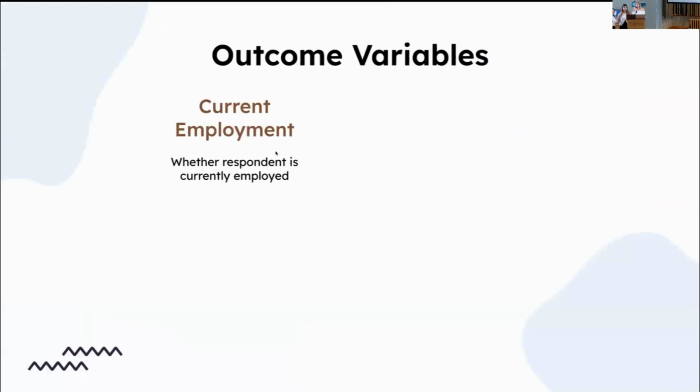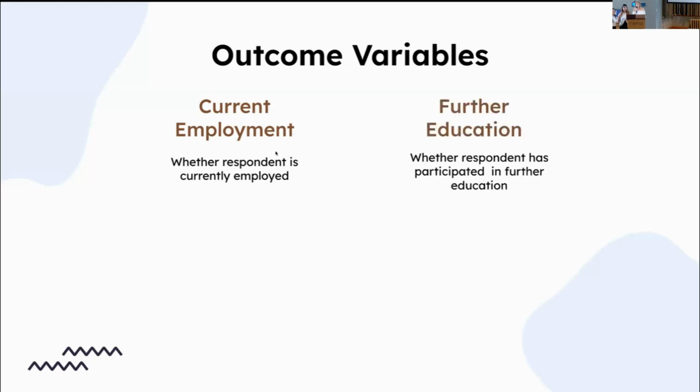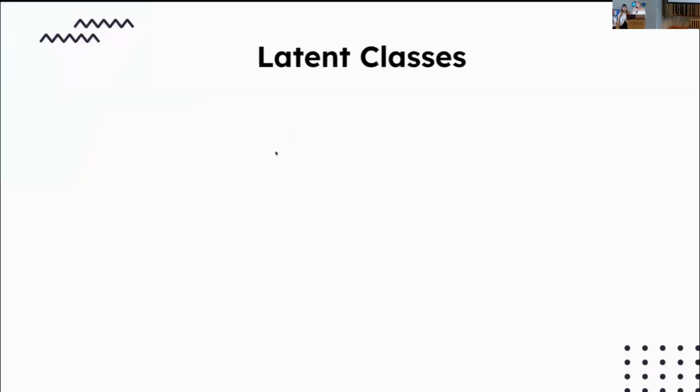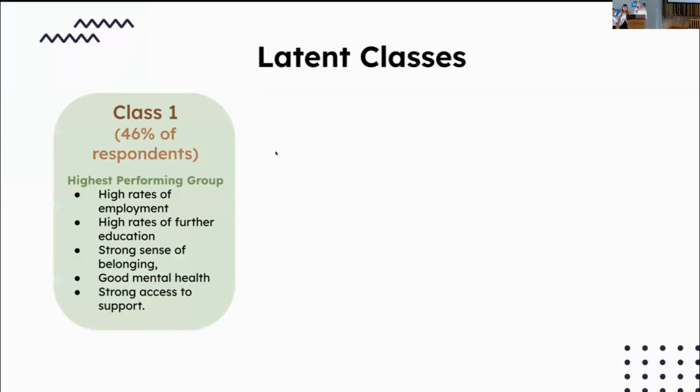After testing different combinations of variables to define response profiles, we found it most effective to apply a latent class analysis to our key response variables, the same measures we use as outcomes in our regression models, which capture individual well-being and life outcomes. The indicators we included are employment status, so whether the respondent is currently employed, further education, so whether they participated in further education beyond high school, their mental health rating, overall sense of belonging, and social capital measures, including access to household help, financial support, emotional support, and career advice. After comparing model fit statistics for 2 to 6 class models, we found that 3 classes fit the data the best. And now we will examine our 3 latent classes.